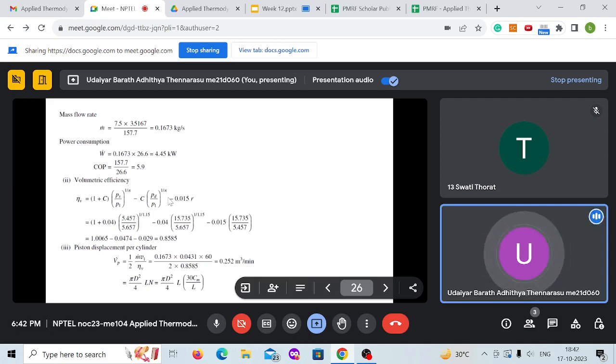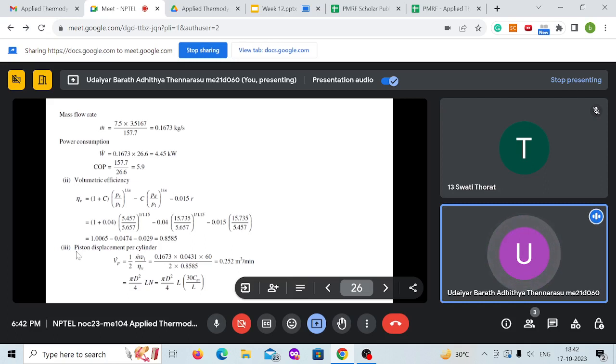This is not part of the course, but anyway. So 1 plus C PS by P1 raised to power 1 by N minus C PD by P1 raised to power 1 by N, and R is the compression ratio. On substituting, we will get that the volumetric efficiency is 0.8585. Majorly, the problem we will get is the normal relation between the suction and discharge pressure.